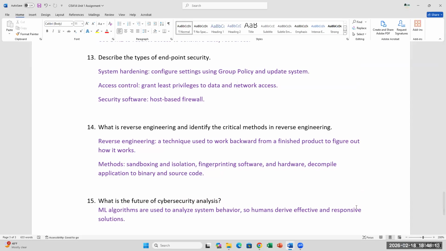All right, the next section in your notes talks about reverse engineering. Okay. So this is a technique that's used to work backward from the finished product to how it works and how it's built. And the way we do this is we would sandbox it. First, you need to not connect it. Then you create a sandbox.